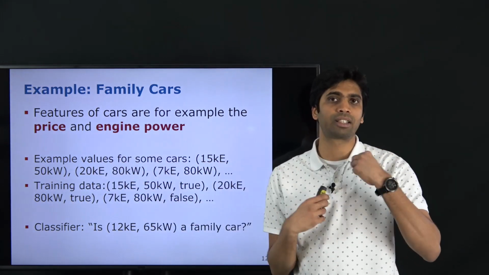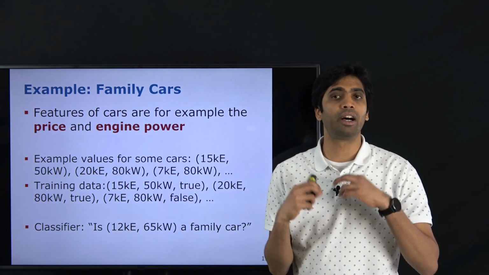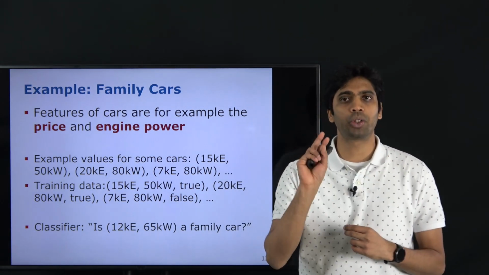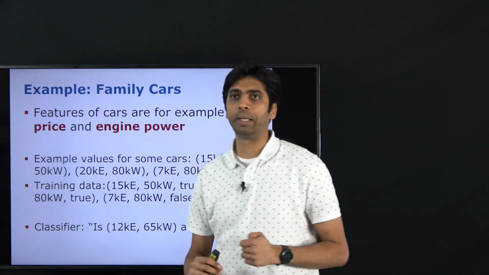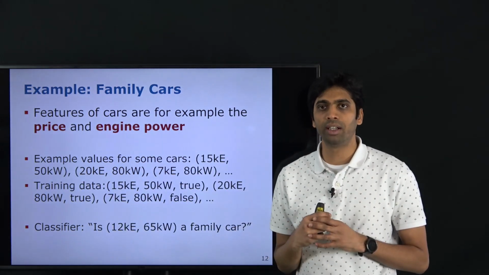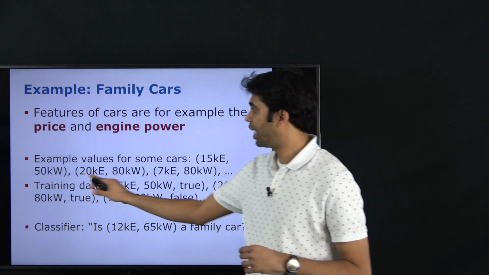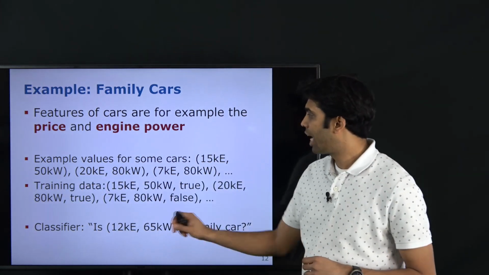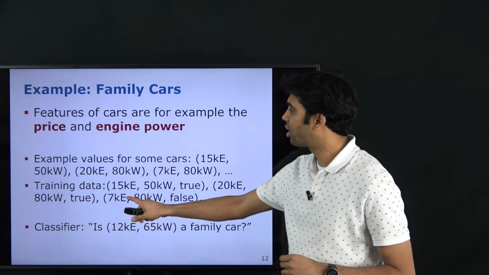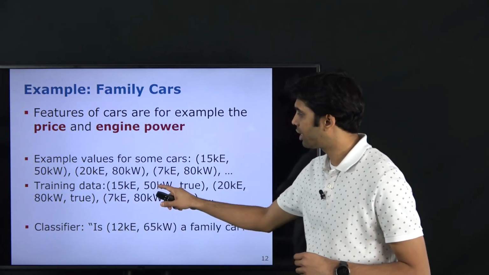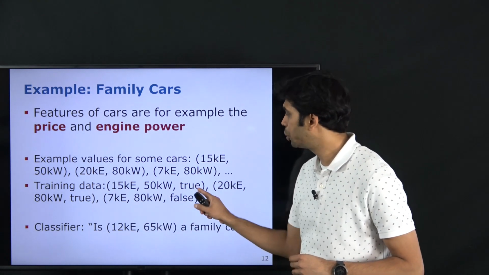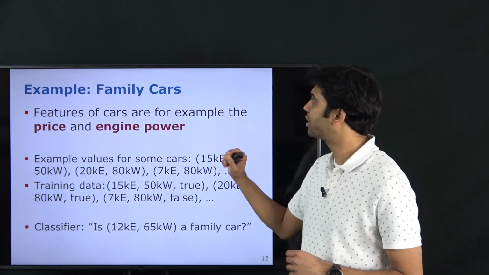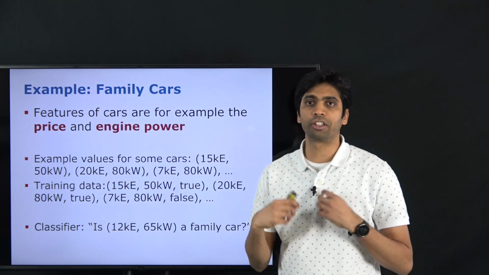So in this case, cars are represented by a feature vector x, which consists of only two elements, the price as well as the engine power. And we have certain training data, right? So we have this training data which says that if our car costs 15,000 euros and has a power of 50 kilowatts, then it's true. In this case, true is for the fact that it's a family car.